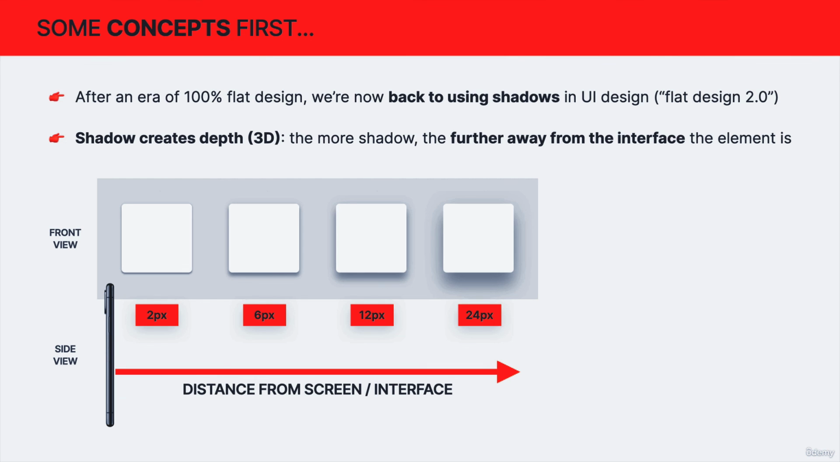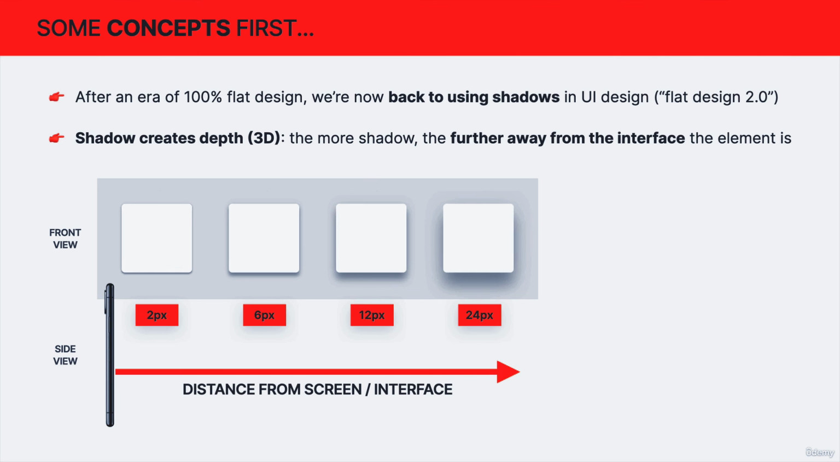So the shadow on the left is very subtle because it's said to be only 2 pixels away from the interface. And keep in mind that shadows are created in the real world by some light shining at an object, and therefore creating a shadow behind it, right? So in user interfaces, shadows also simulate the existence of some imaginary light sources.